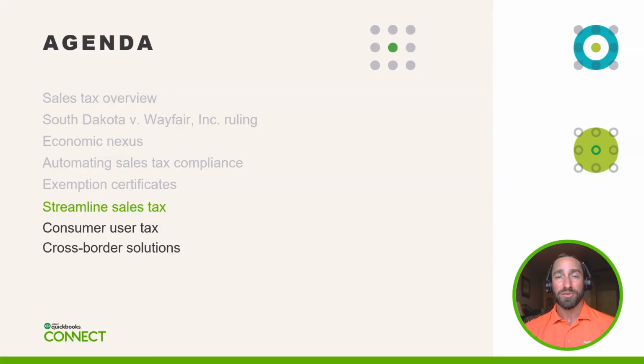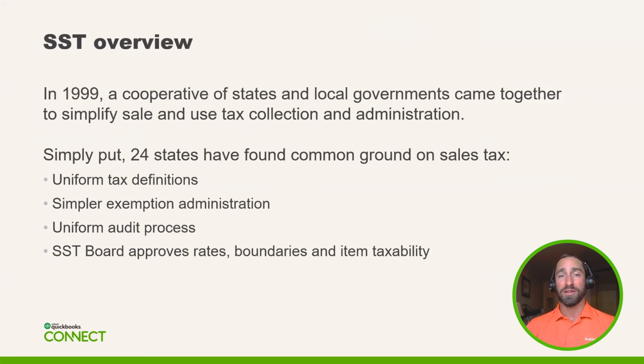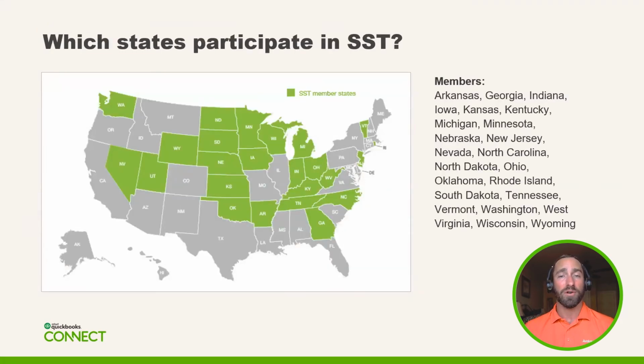And the thing that's going to be key is a lot of people ask, well, how much does it cost? Well, the good news is the Streamlined Sales Tax is a group of 24 member states that got together and was founded in 1999, and they wanted to put a simpler way to calculate, collect, file, and remit sales and use tax. And they put some tax definitions in. They have a governing board that approves the rates, as well as the item taxability, exemption administration, and a uniform audit process. And Avalara is one of only a couple certified service providers, so a CSP, that is involved in the SST. And again, we've been partnered with them for over 10 years.